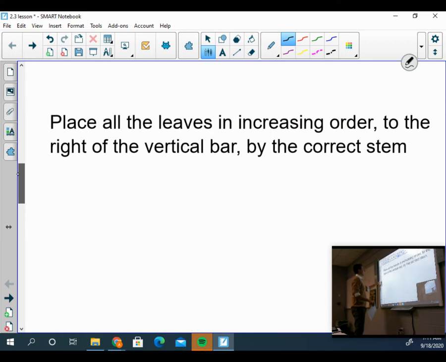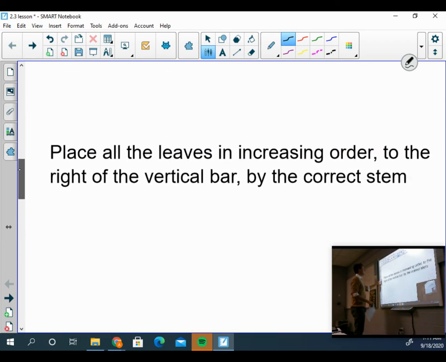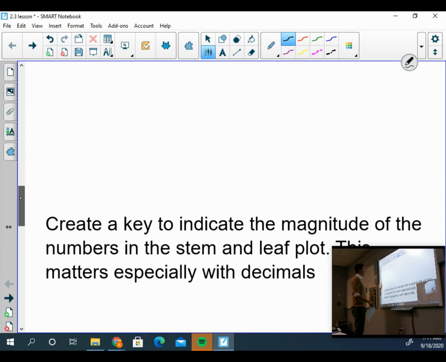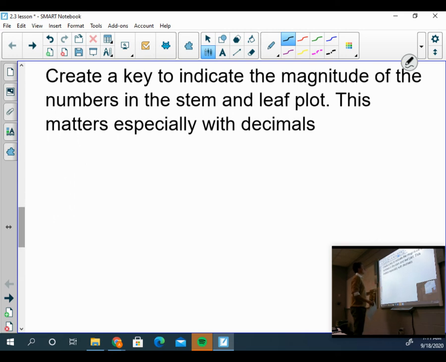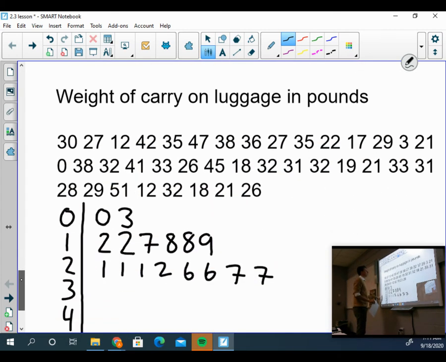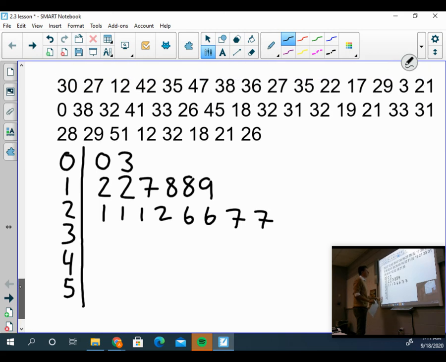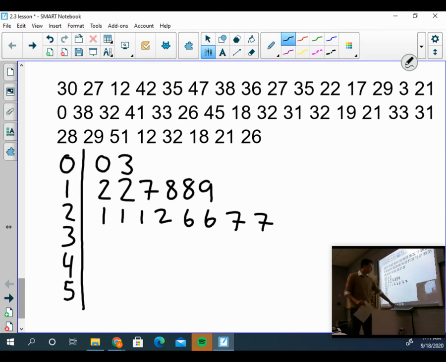Okay? So what did we do? We placed all the leaves in increasing order to the right of the vertical bar by the correct stem. Our last step is to create a key to indicate the magnitude of the numbers in the stem and leaf plot. This is incredibly important if we worked with decimals. You must come up with a key. Stem and leaf plots are great for displaying data, but they're pointless if you don't know what they mean.